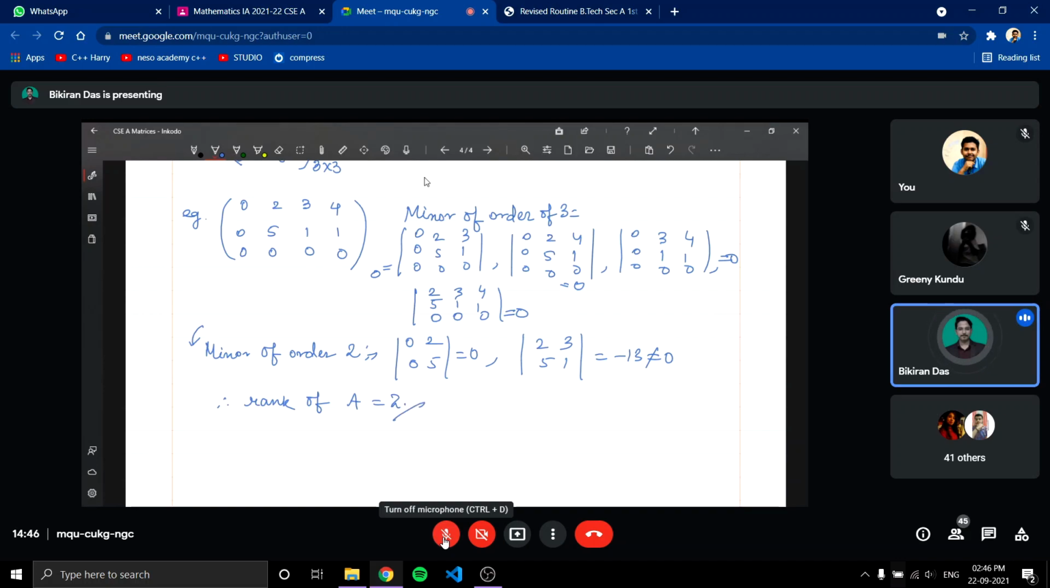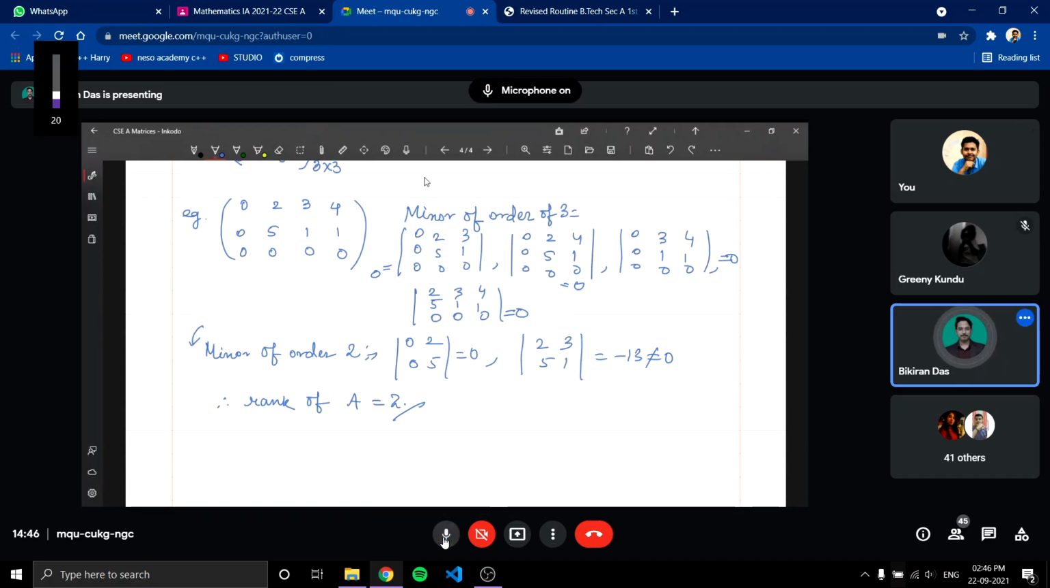Suppose it happens that all the minors of order 2 are also 0. Then we will move to the order one minors. Order one minors are nothing but the elements themselves, and that is very easy to check. Only if all the elements are 0 will the rank be 0, otherwise it will be not 0. So in this way we have to check one after another. This is one of the processes.